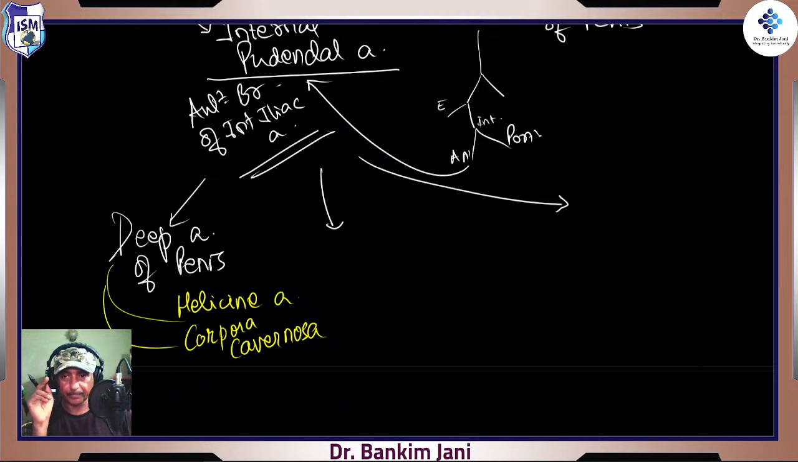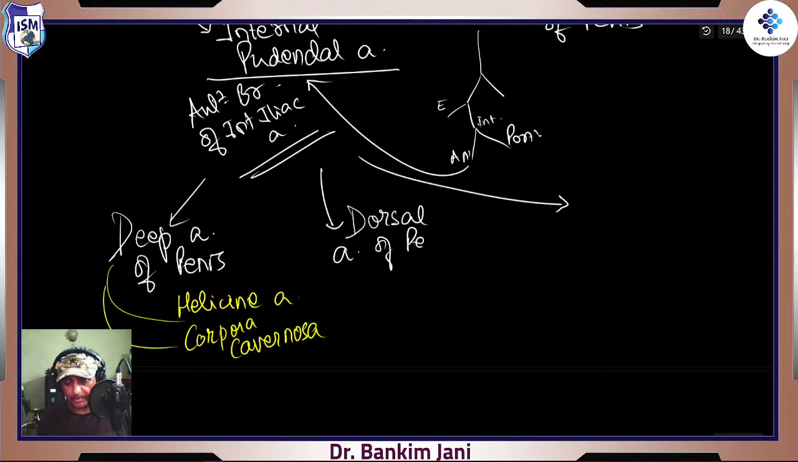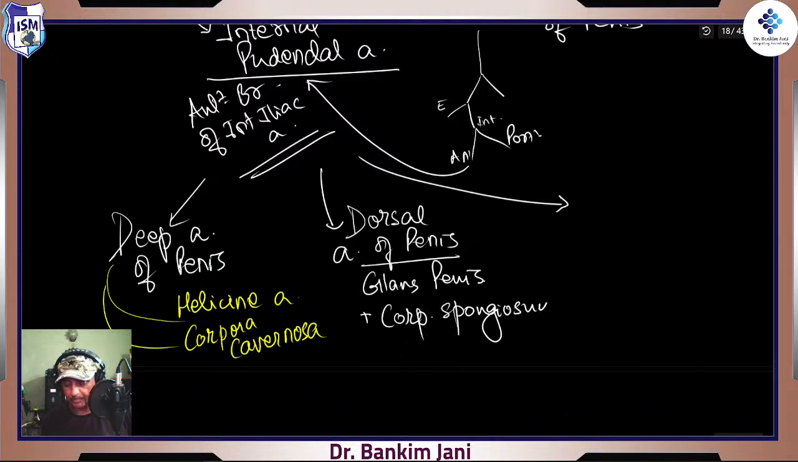The second artery is the dorsal artery of penis. Now the name itself is telling that this is a dorsal artery, right? So it will be giving supply to almost the entire body. That is the glans penis, then it will give supply to prepuce, frenulum, all those. But important is corpus spongiosum, but in corpus spongiosum, only the distal part, because corpus spongiosum has got two parts.